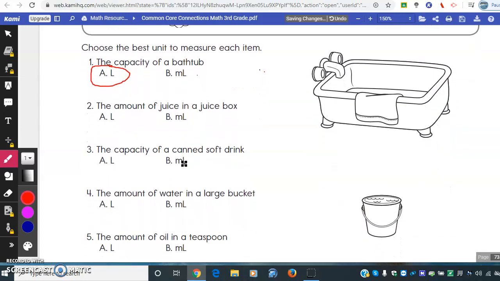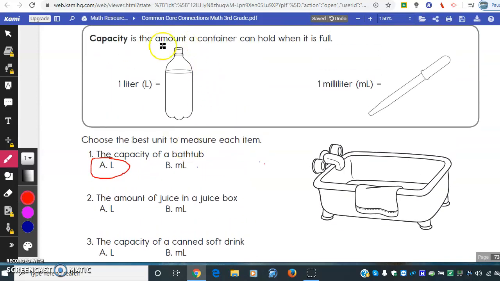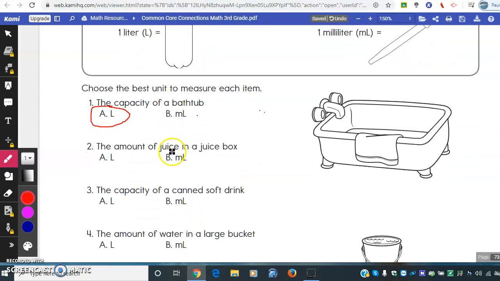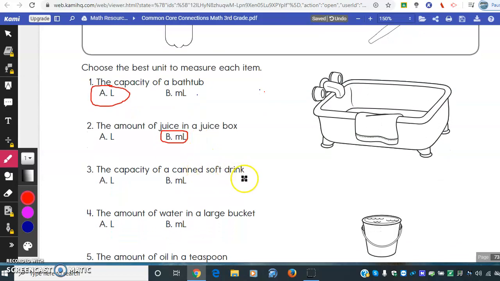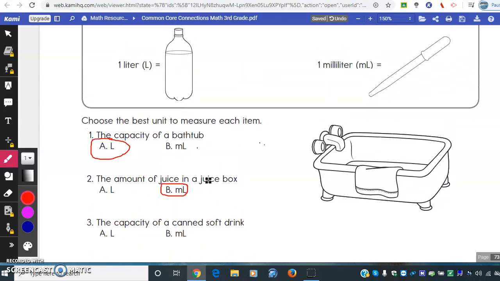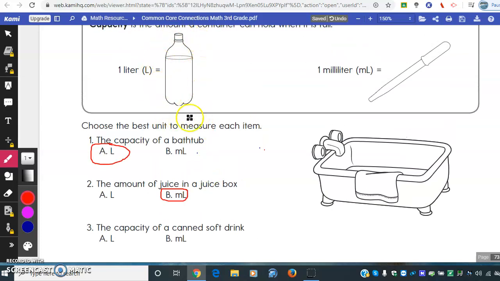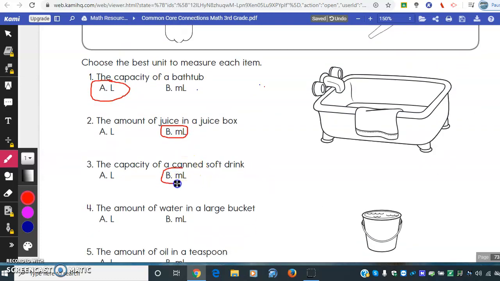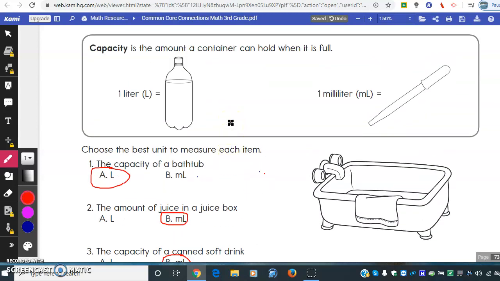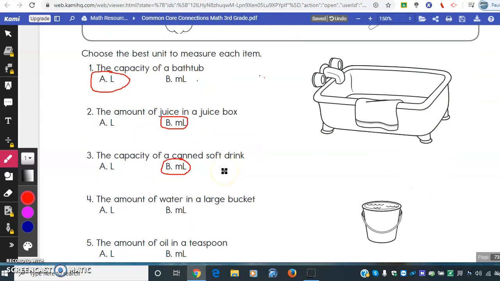The amount of juice in a juice box. Well, a juice box will not hold this much liquid at all. It just won't. So the juice box is holding milliliters. A canned soft drink. We need to know the capacity of a canned soft drink. So think about a canned soda. A can of soda will not hold this much. It's going to hold this much. It's going to hold many of these, but it's going to hold milliliters because it just can't hold the amount of soda that you would find in a liter.